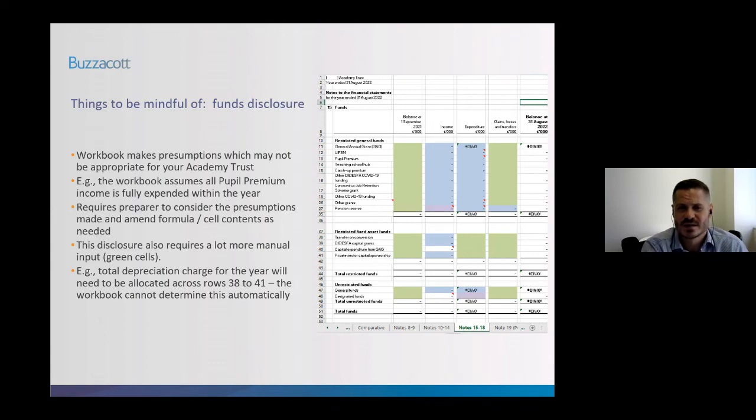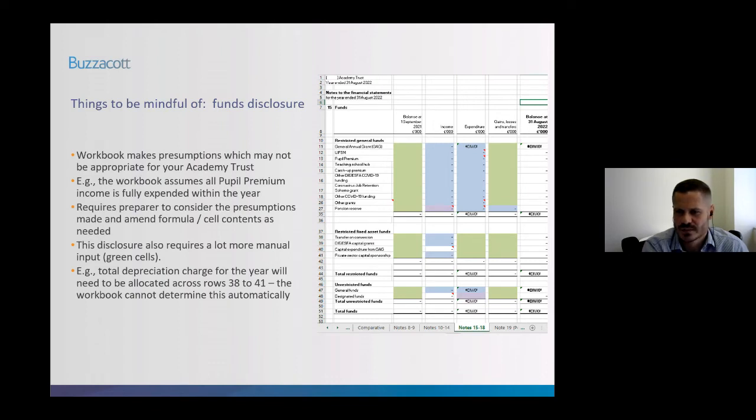Similarly, there are typically various rows within the restricted fixed asset fund section of this disclosure, depending on how your tangible fixed assets have been financed. But the trial balance will likely only show the total depreciation cost for the year by the class of fixed asset rather than funding source. So you'll therefore need to determine the best way of allocating the depreciation charge for the year between the relevant rows in the restricted fixed asset fund section, which in this example for the screenshot are rows 38 to 41.